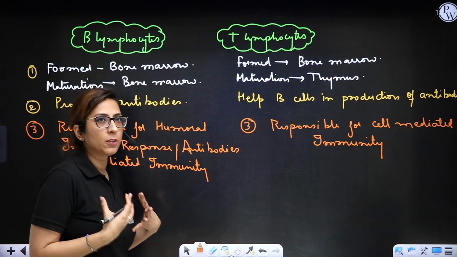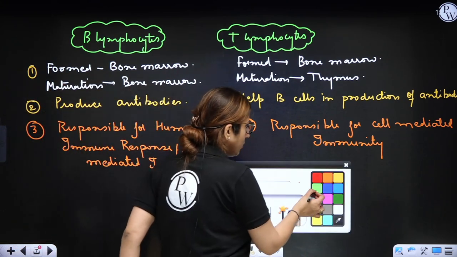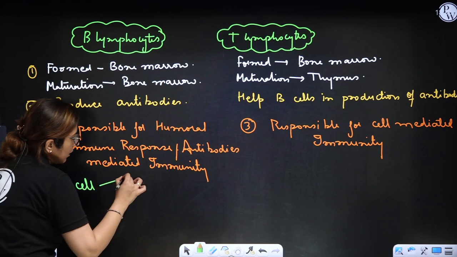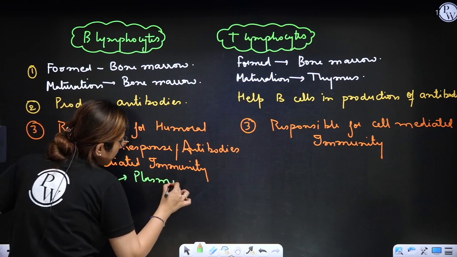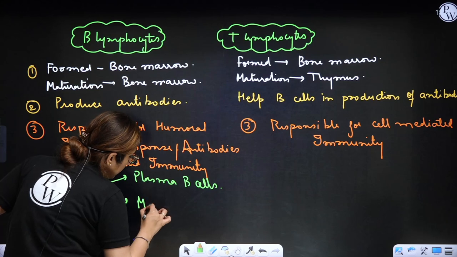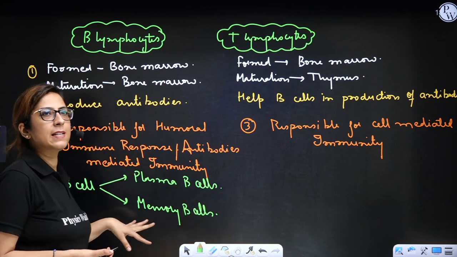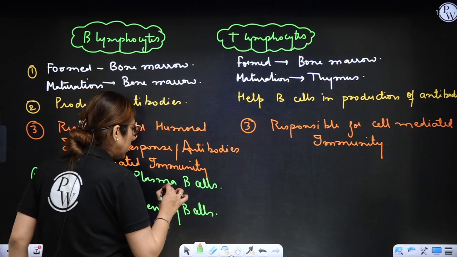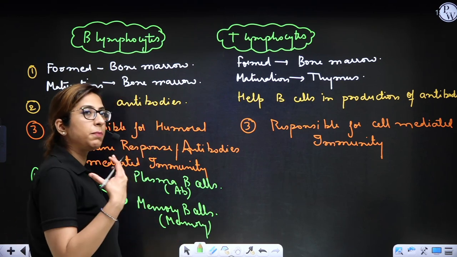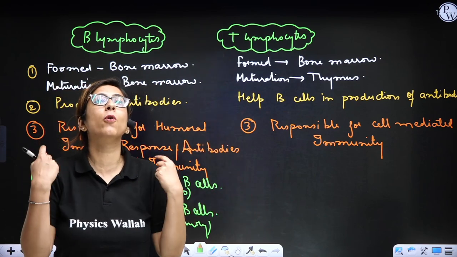Now, basically, when we talk about the B cells, they are of two types, the plasma B cells and the memory B cells. Clear? I'll write about it. So here, the fourth point is, a B cell further differentiates into plasma B cells and memory B cells. We all know that the plasma B cells are those cells which help in the formation of antibodies. So they form antibodies, whereas memory B cells help in memory. Memory here, guys, means recognition. That means whenever a particular pathogen comes for the second time, the attack will be faster.